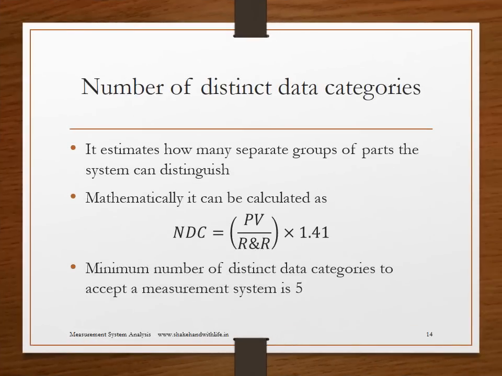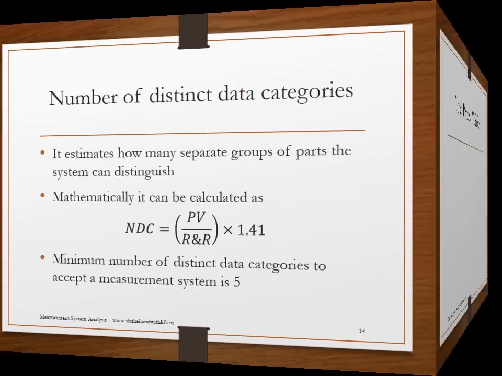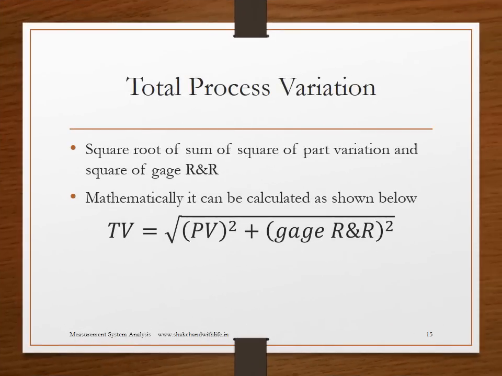Number of distinct data categories. It estimates how many separate groups of parts the system can distinguish. Mathematically, it can be calculated as the ratio of part variation to gauge R&R multiplied by 1.41. The minimum number of distinct data categories to accept a measurement system is 5. Total process variation. It is the square root of the sum of the square of part variation and the square of gauge R&R. Mathematically, total process variation is equal to the square root of the square of part variation plus the square of gauge R&R.